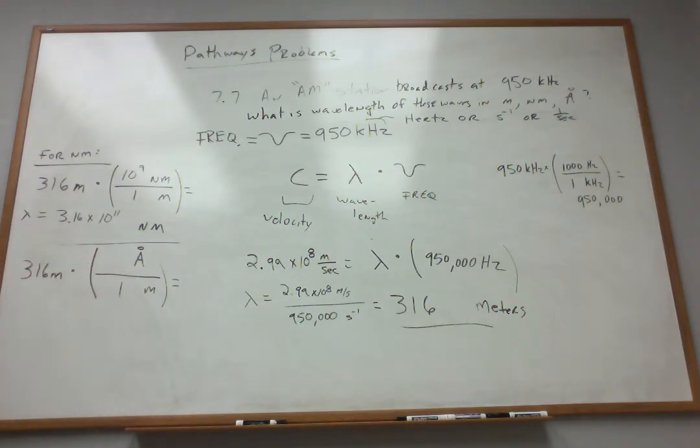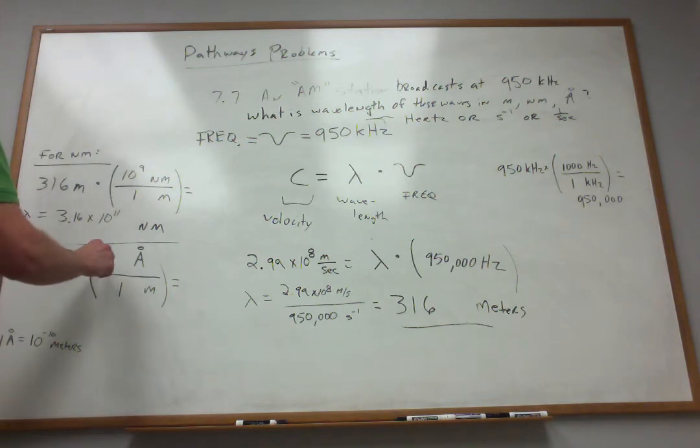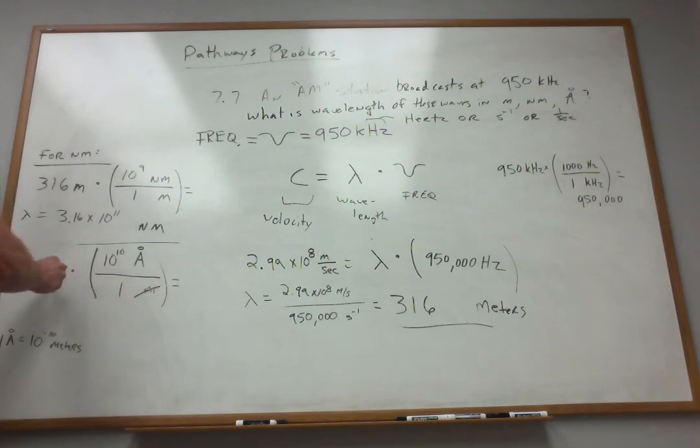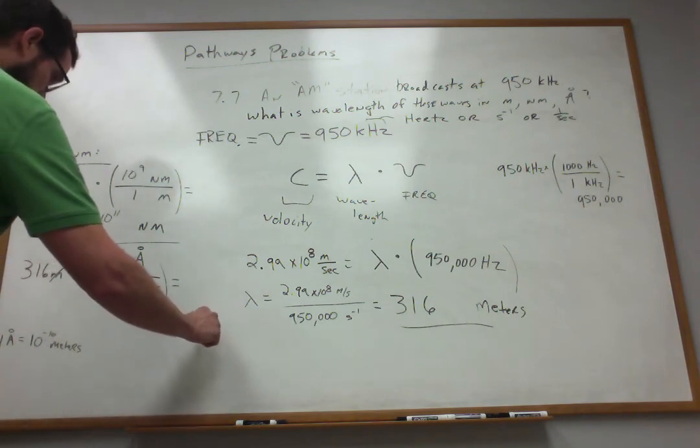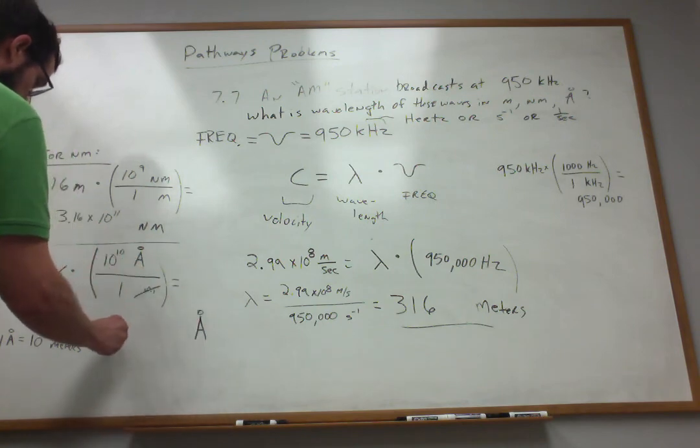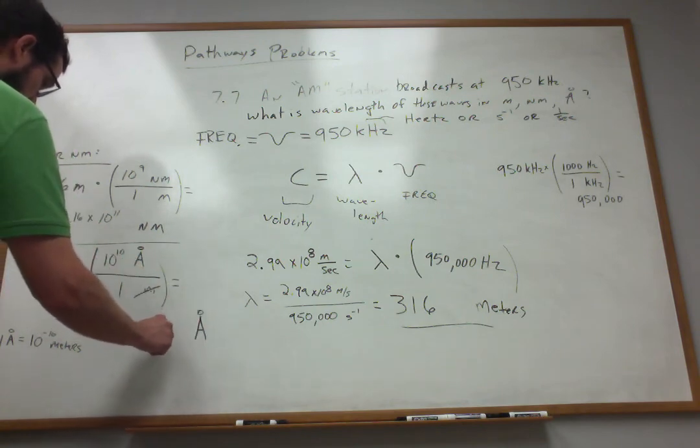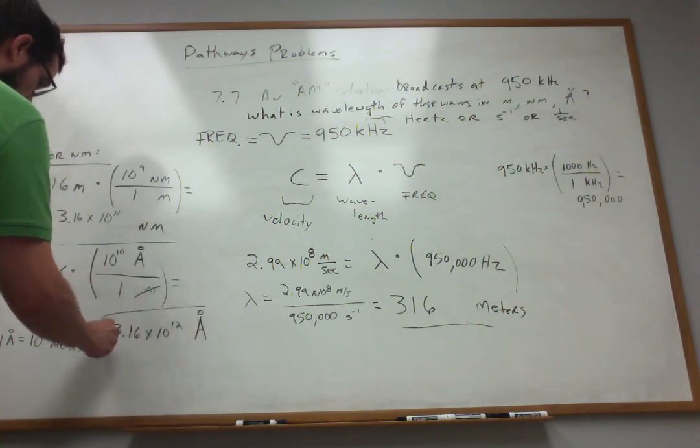Now, angstrom units may be unfamiliar to you, but it turns out that 1 angstrom is 10 to the minus 10 meters. It's a distance unit. 1 angstrom is a tenth of a nanometer, basically. So it's even smaller than a nanometer. As a result, there are 10 to the 10 angstroms in a meter. The meter units cancel. I'm left with my angstrom units. And my answer in angstrom is 3.16 times 10 to the 12th, okay?